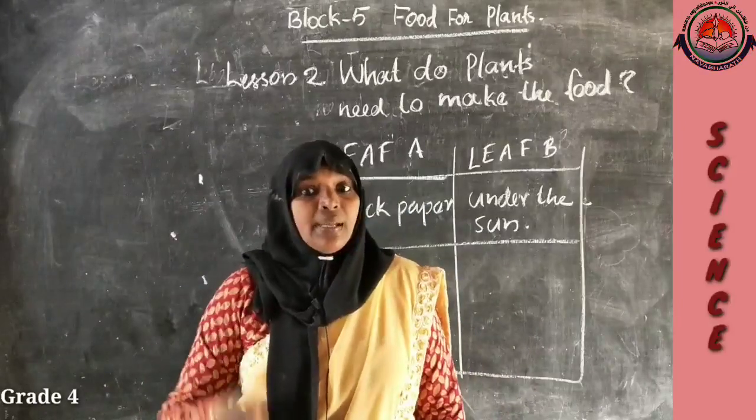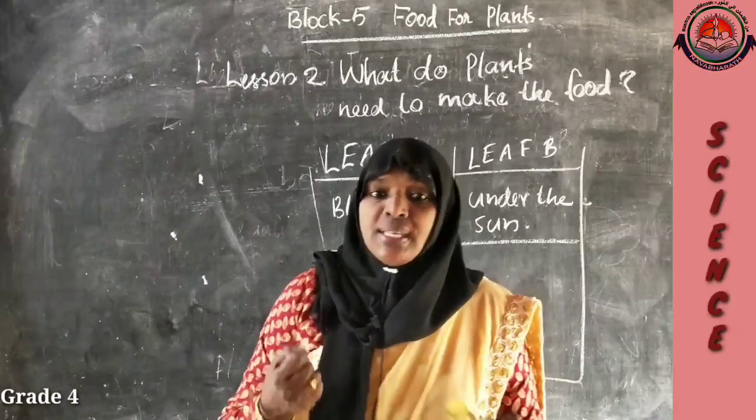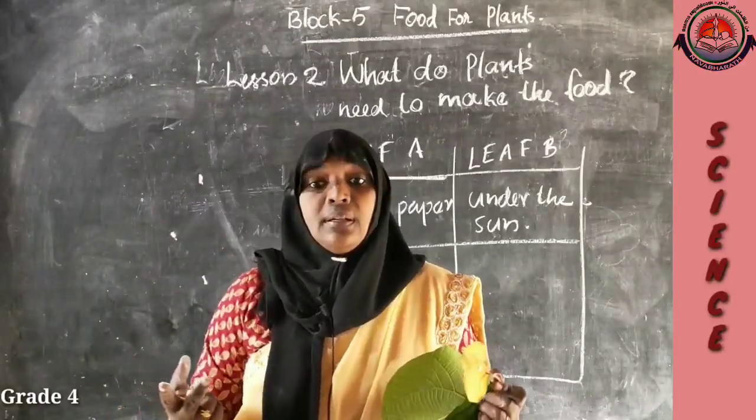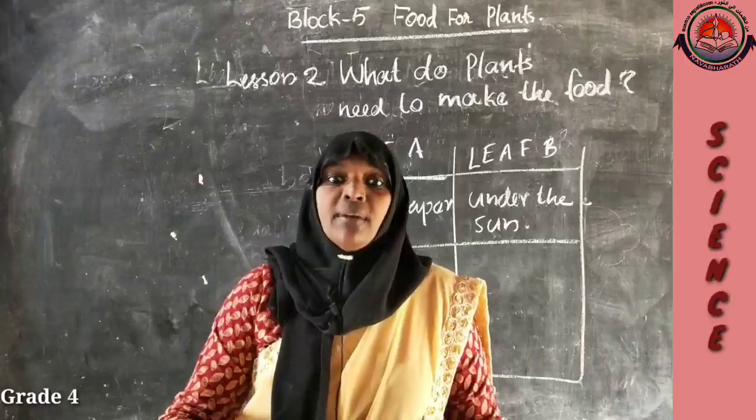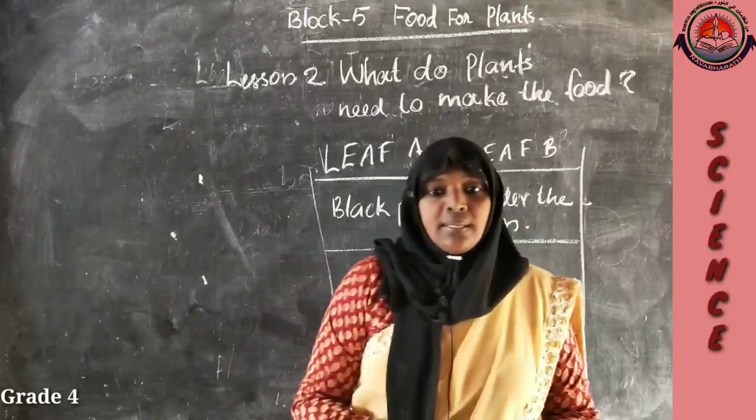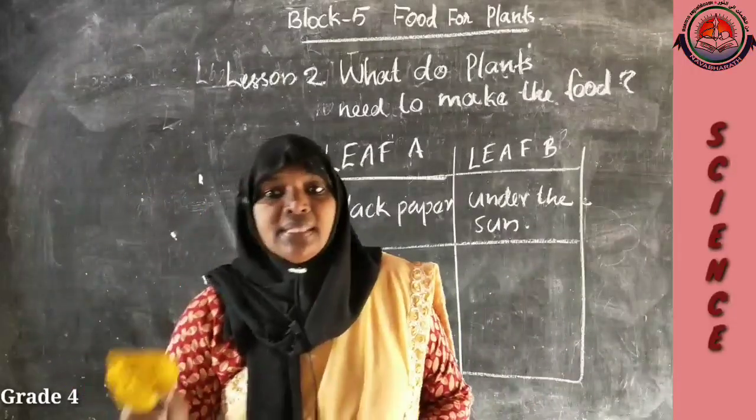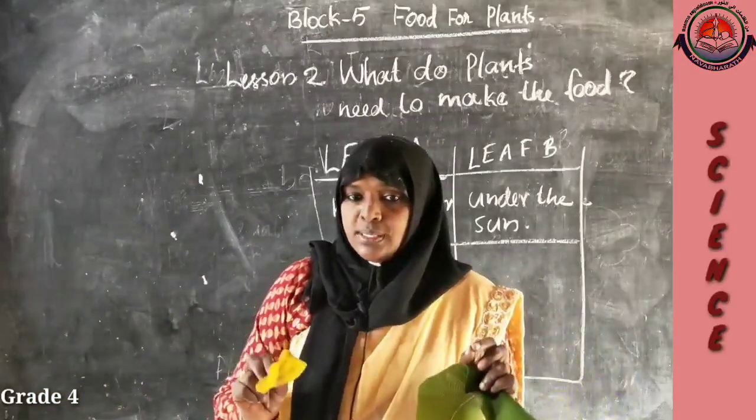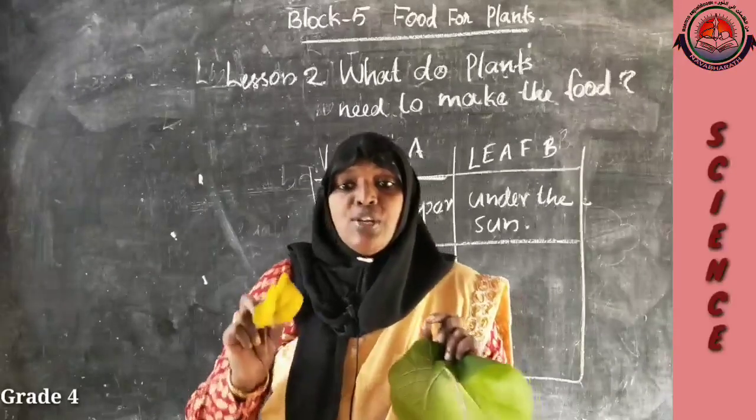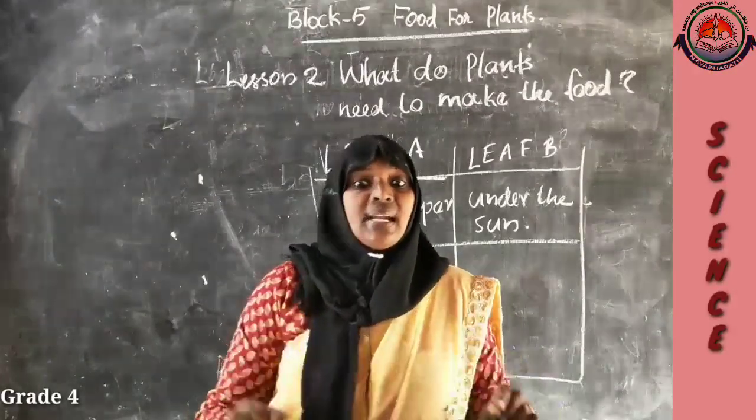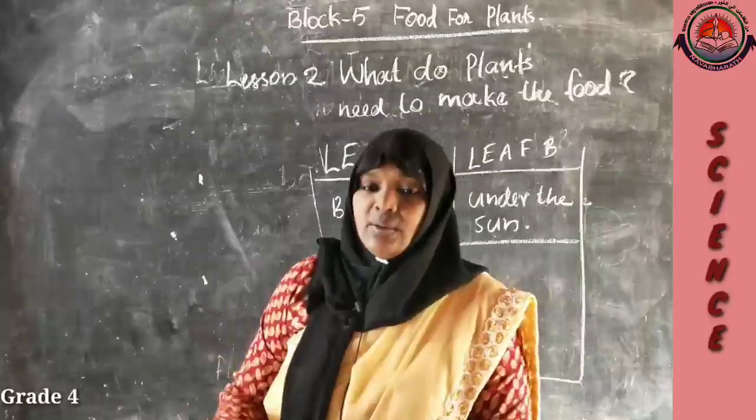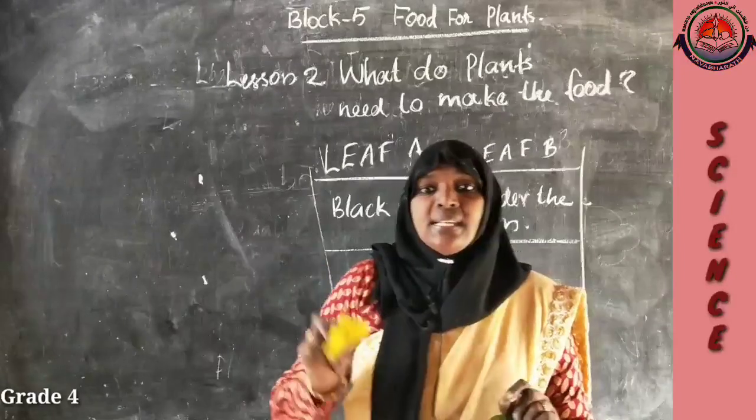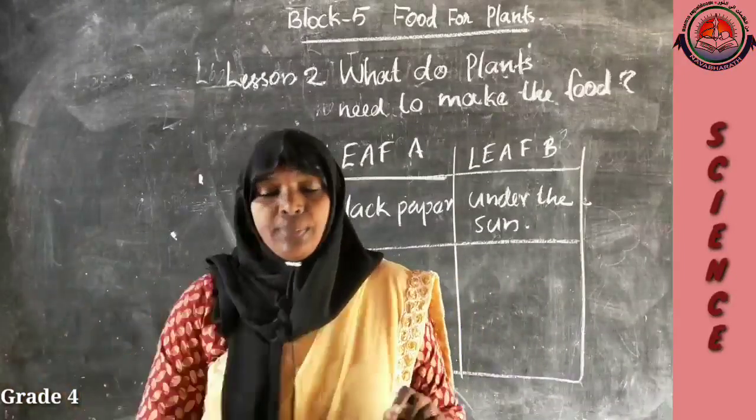The black paper did not allow sunlight to reach the leaf. Then why did the covered leaf not turn blue-black while checking with the iodine test? Yes, the leaf covered with black paper did not change in color because the black paper did not let any sunlight reach the leaf. So, we have to understand sunlight is needed to make food.